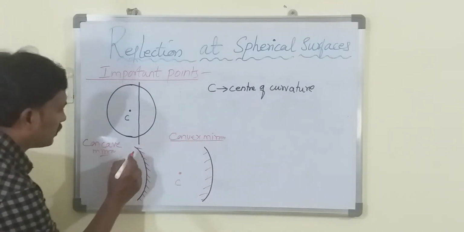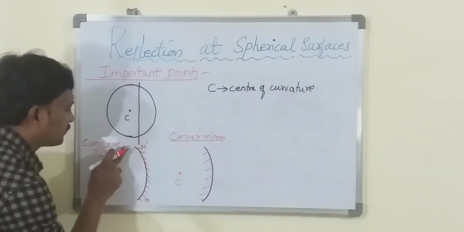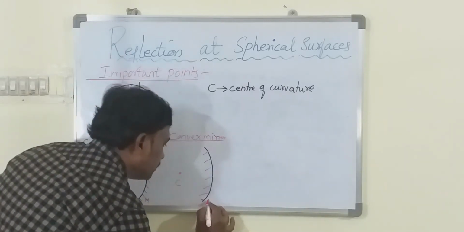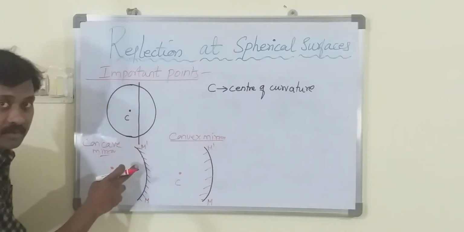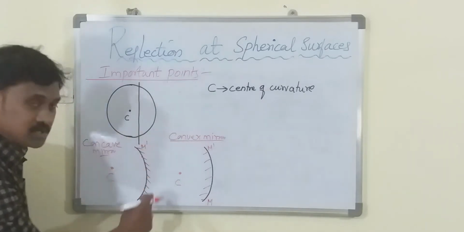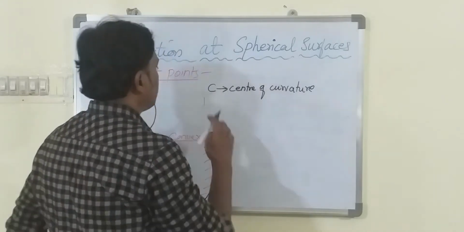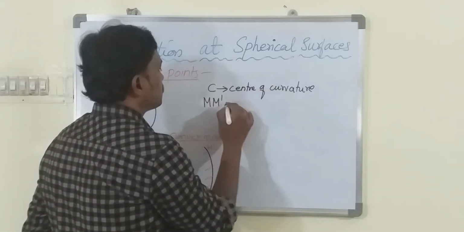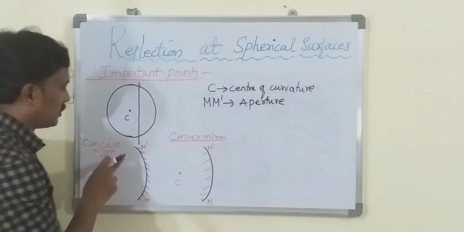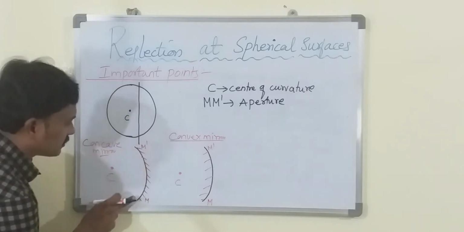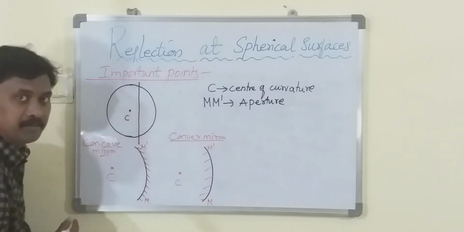Now, when you look at these mirrors, let me denote this as M dash. From here to here, M dash. Here also, I denote it as M dash. Now, this is a portion of the mirror which acts like a reflecting surface. That portion which is acting like a reflecting surface is called the aperture. M dash is called an aperture.